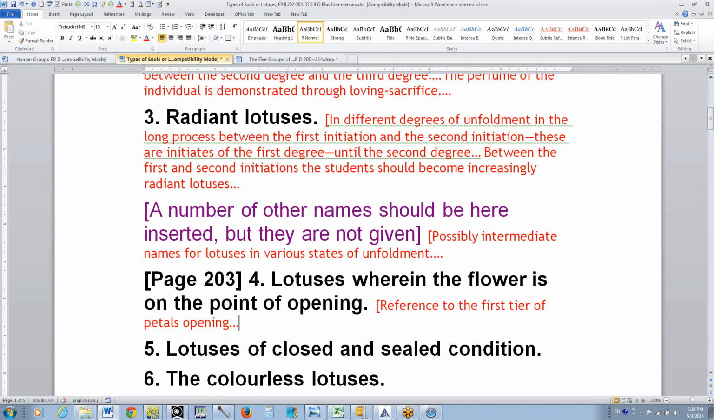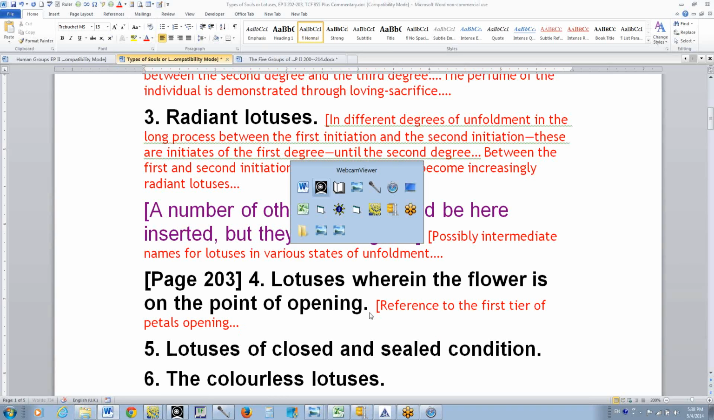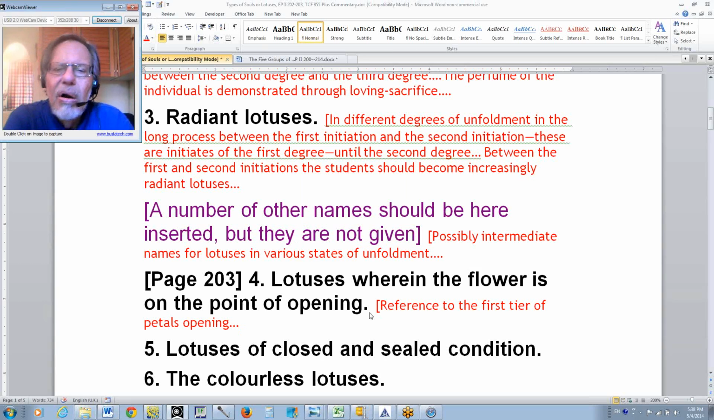Now this is not yet a stage of real initiation, but it's a stage of one of the earlier initiations where something of group consciousness is beginning to unfold. And there is stimulation and organization within the second tier of petals, as DK points out. So these people are emerging from the hall of ignorance into the hall of learning. I believe the flower referred to here is the very first tier of petals.